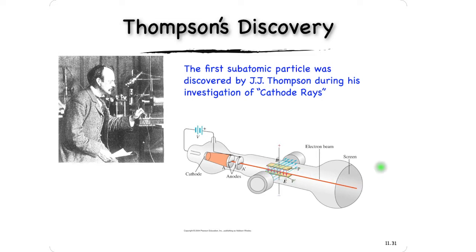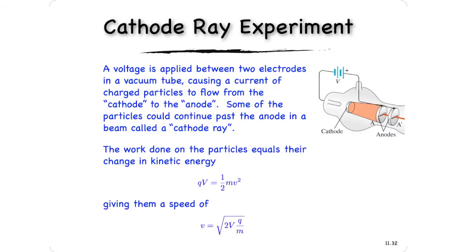So the electric force is pushing them up, the magnetic force is pushing them down, and you can dial up the strength, let's say, of this electric field here to recenter the beam. And when you do that, the magnetic force balances the electric force, and the particles aren't being deflected.